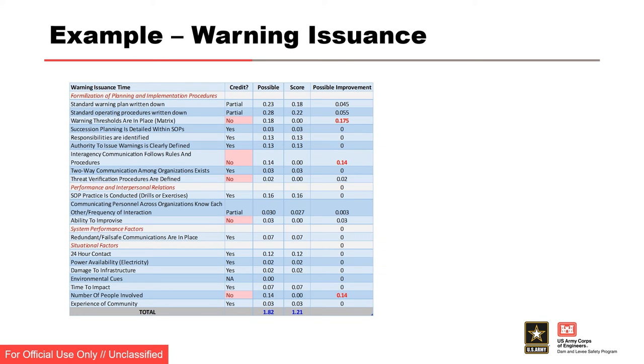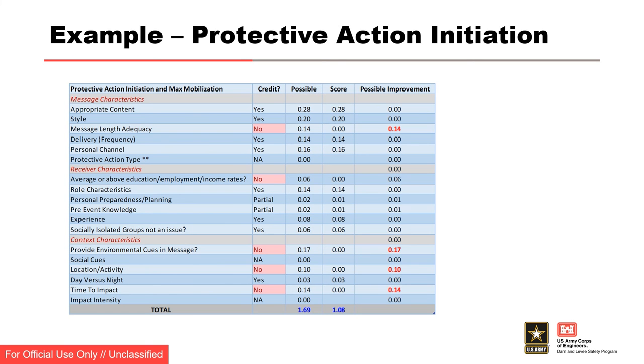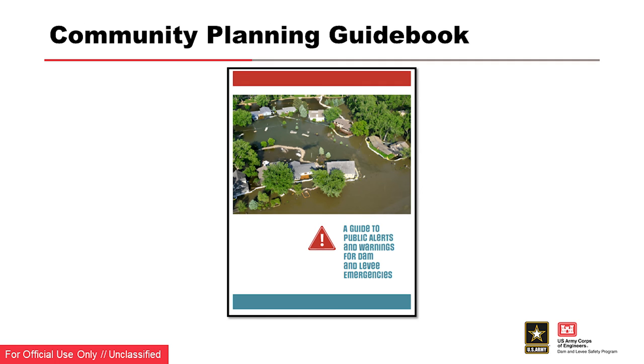The number of people that make the decision to issue a warning is ideally 3 or fewer. This table shows an example of warning diffusion. The table shows an example of protective action initiation. Another resource is the Community Planning Guidebook.